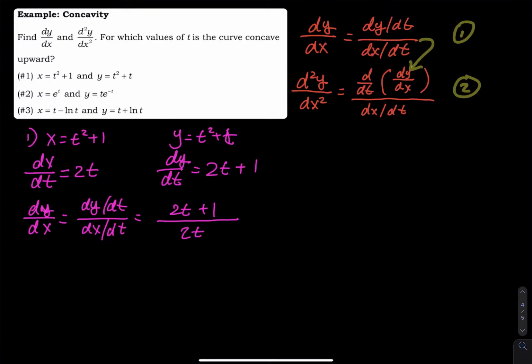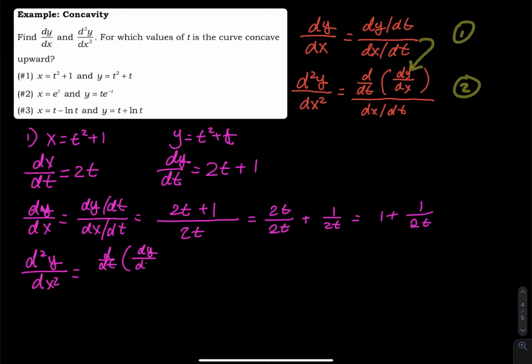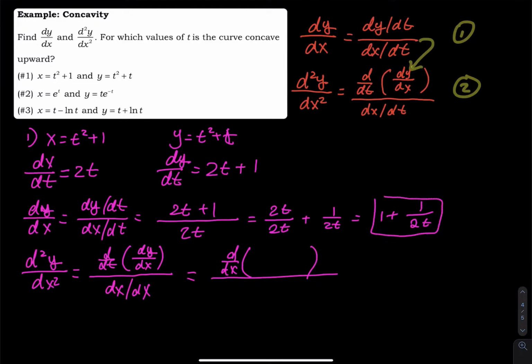We can simplify that. Here is how we split up the fraction, 1 divided by 2t. So overall, that equals 1 plus 1 divided by 2t. So that is the first derivative. And then the second derivative is equal to, we take the red formula, so that is d/dt of dy/dx, which is what we just did, over dx/dt. The d/dt we don't know yet, but for the dy/dx in parentheses, we take the previous part and plug it in right over there.